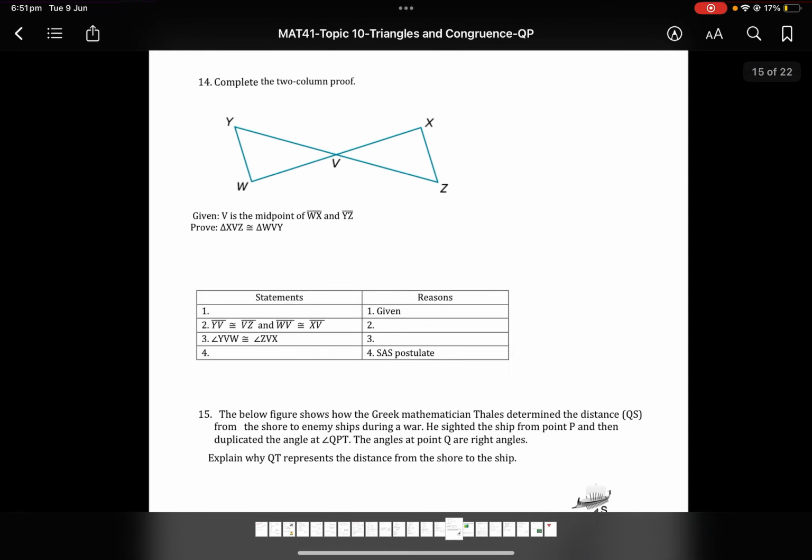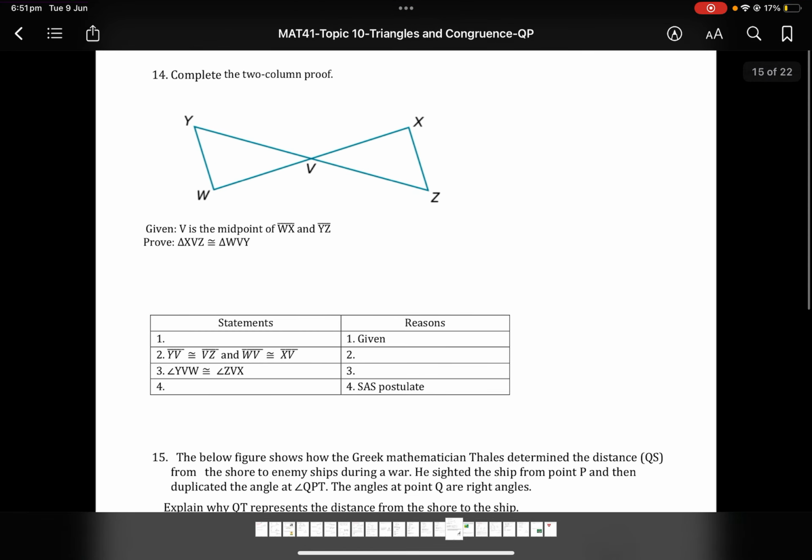Okay, moving to the last question that we have here. Last set of questions for this particular topic. Complete the 2-column proof. What is the 2-column proof that we will see here?